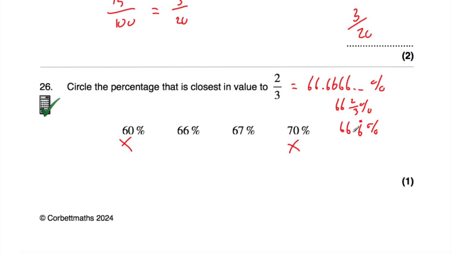Now this is 66.6666. Now in the middle of these two would be 66.5%. So 66.666 and so on, that'll be closer to 67% than it will be to 66%. So it's going to be 67%. This percentage is closer to 67% rather than 66%. And that's it.